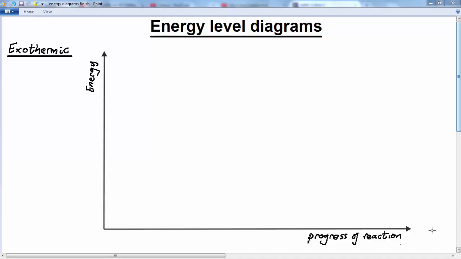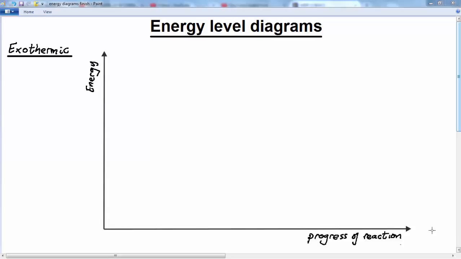In the next two lessons we're going to look at energy level diagrams. First of all, we'll look at the energy level diagrams for exothermic and endothermic reactions, and then we'll look at energy level diagrams in the context of the use of catalysts.